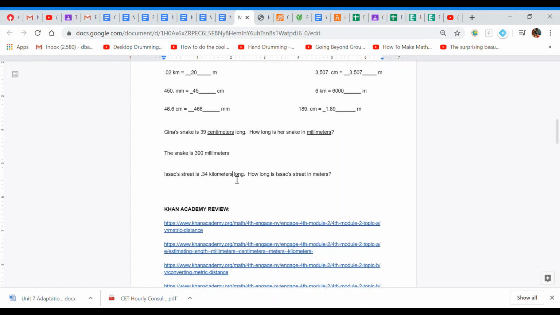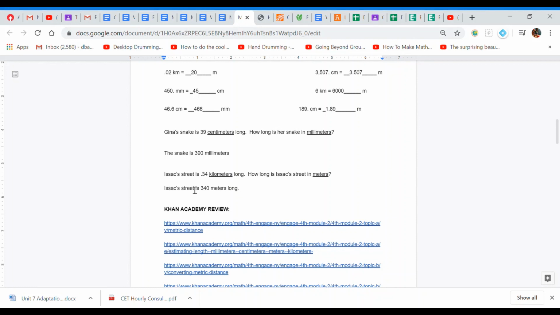Next one, I'm going to underline the units. Kilometers is what I'm starting with, and I'm turning it into meters. So underline meters. Going kilometers to meters, that's from a bigger unit to a smaller unit. So I'm multiplying in this situation, and this time I'm multiplying by 1,000 because there are 1,000 meters in a kilometer. Or you could use the cheat sheet to see it. So 0.34 times 1,000, decimal 1, 2, 3, 340. Isaac's street is 340 meters long.